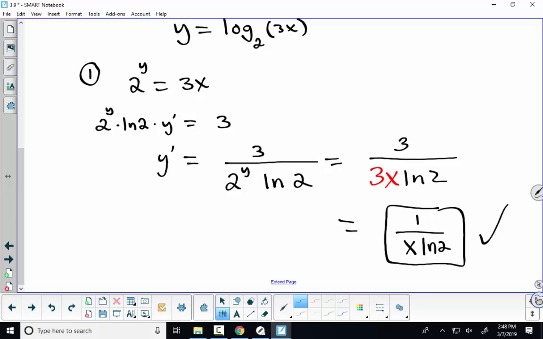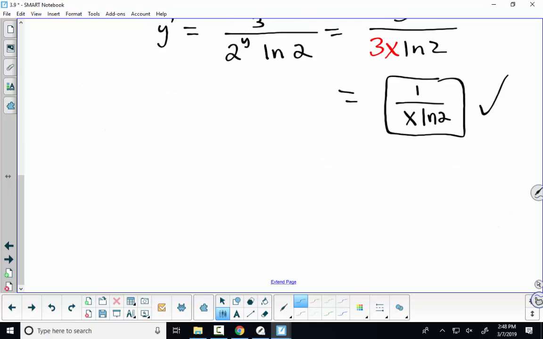Hopefully that's not confusing. I'm not trying to confuse anyone. There's just multiple ways to do these things once you have derivative techniques and remembering properties from algebra and pre-calc. Is there another way to look at that problem? y equals the log base 2 of 3x.